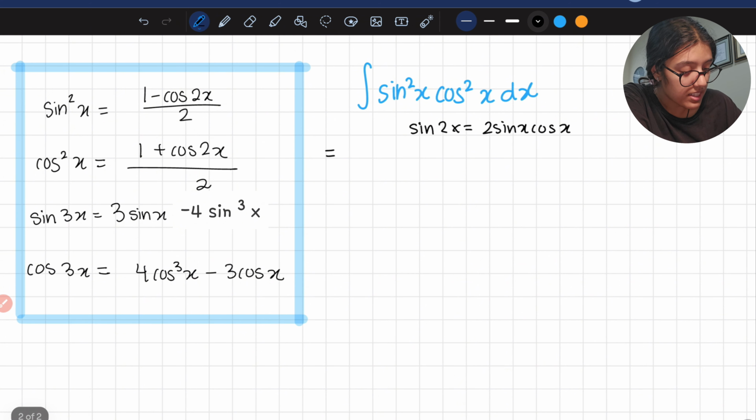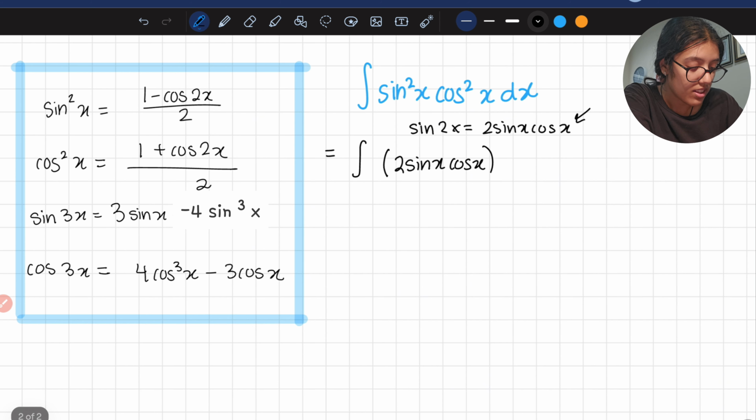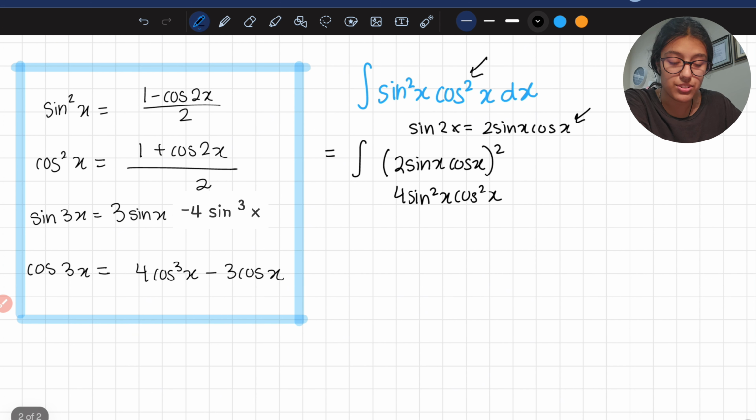So in this case, I see that we have a sin² x and a cos² x. That looks a lot like this formula here, right? So here's what I'm going to do. I am going to put 2 sin x cos x, and I'm just going to square it. So this is equal to 4 sin² x cos² x, right? When I expand that squared. But obviously we don't have a 4 in the original problem, so I am just going to multiply the whole integrand by 1/4. That way the 1/4 and this 4 cancel out, you're left with 1.